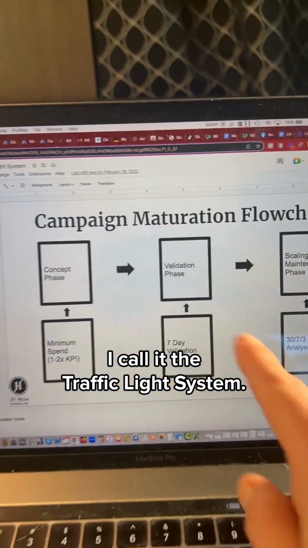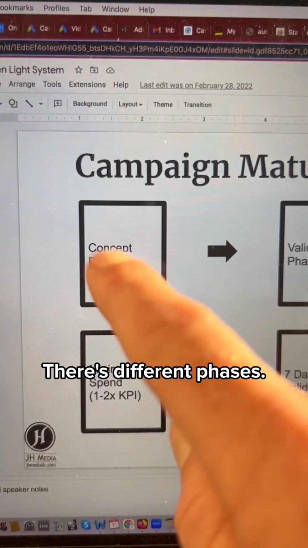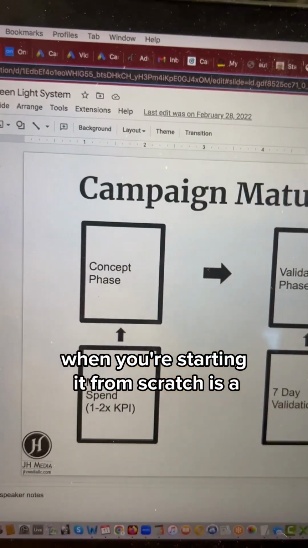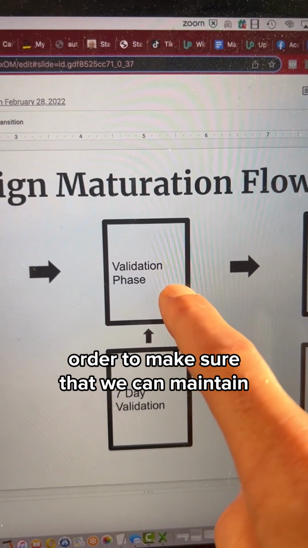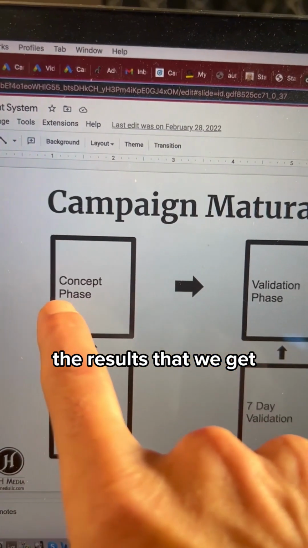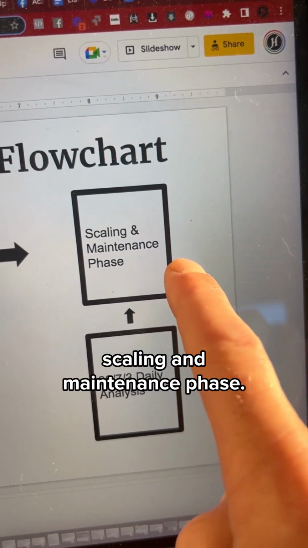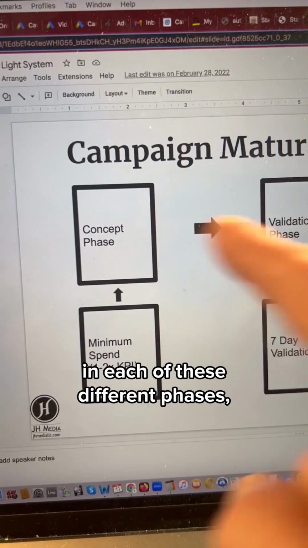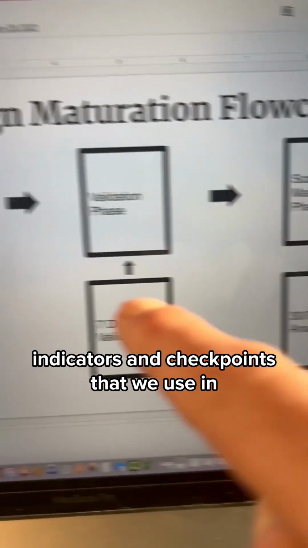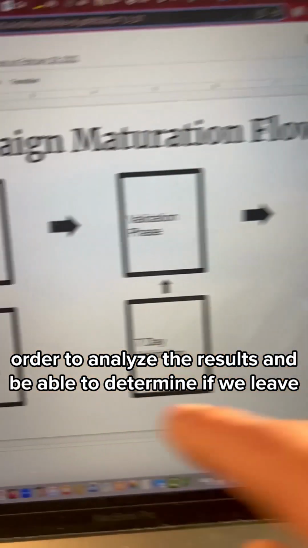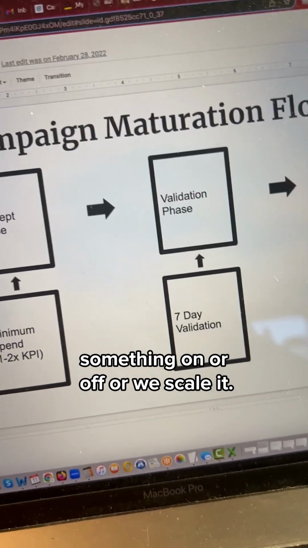I call it the traffic light system. Now, the first thing you need to understand is that there's a campaign maturation system here. There's different phases. The first phase of any campaign, when you're starting it from scratch, is a concept phase. Then we move it to a validation phase in order to make sure that we can maintain the results that we get that are within our KPIs for a certain period of time before we then ascend that to a scaling and maintenance phase. Now, in each of these different phases, we're going to have a different set of indicators and checkpoints that we use in order to analyze the results and be able to determine if we leave something on or off or we scale it.